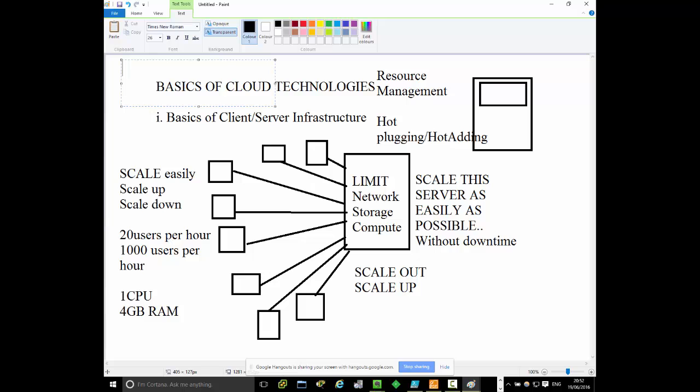Okay, so whenever we talk about client-server architecture or infrastructure, there are two ways: you can either scale up or scale out. Does anyone know what the difference is between scaling out and scaling up? Abdul, you want to go for that? Or Benji? The difference between scaling up and scaling out. Any ideas, any thoughts?